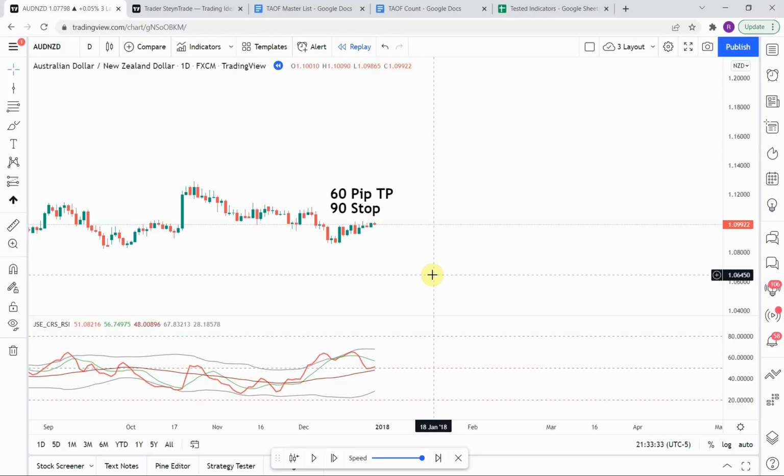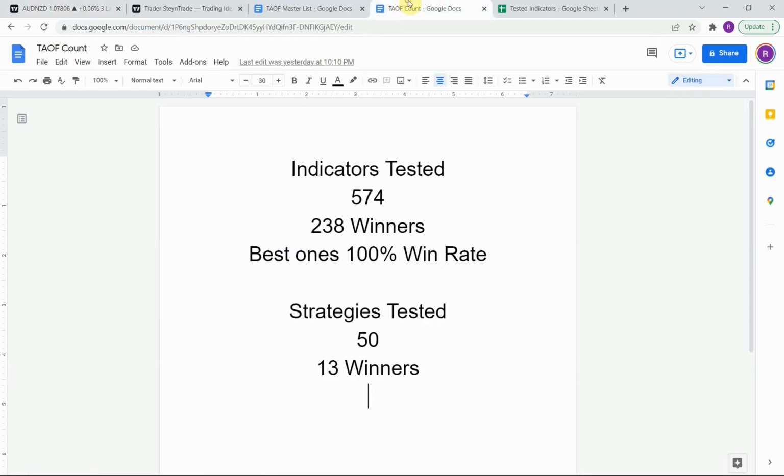Alright, as I said, today we will be testing the JSE Comparative Relative Strength RSI Oscillator. Before we do though, I wanted to put the testing scoreboard up for everyone to see.